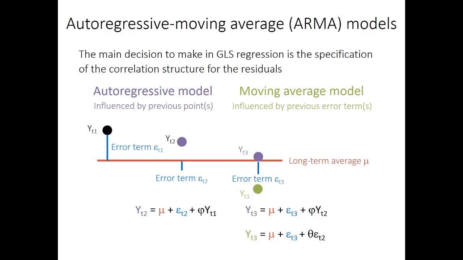And so this difference, the fact that in an autoregressive model there's a gradually decreasing effect of a point, versus a moving average model only incorporating exactly the point just before it, is going to be important when we later determine whether the data is autoregressive or a moving average.